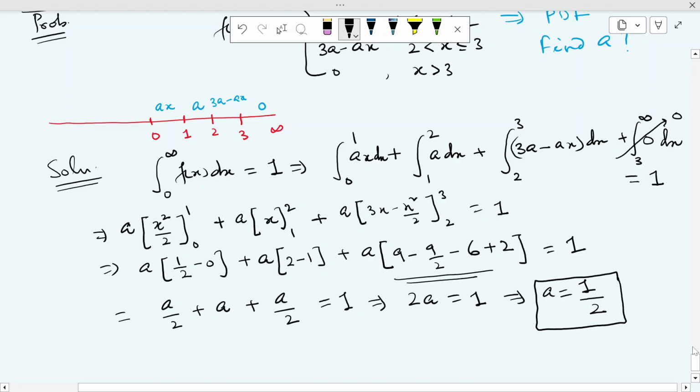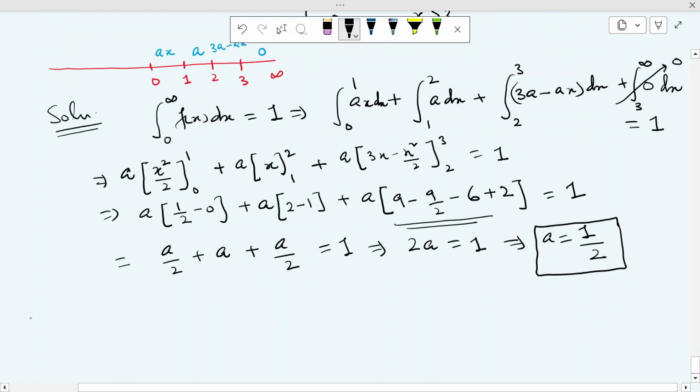So as you can see, these are some simple problems based on the PDF of a continuous random variable. So that's it in this video, and we will come again with some more problems on the continuous random variable.